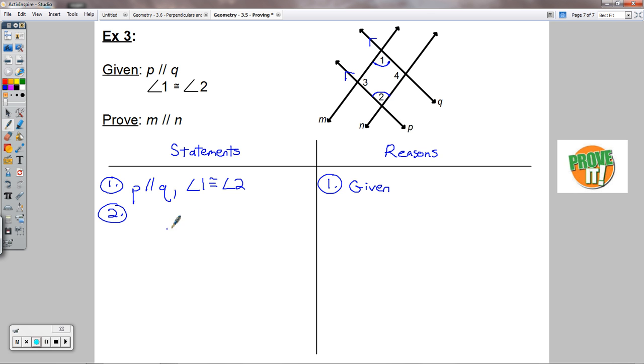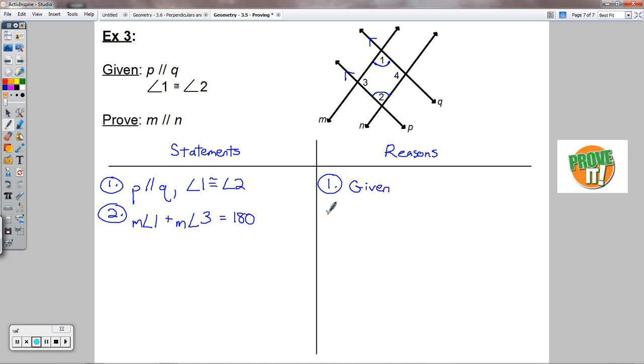Step 2. So based on that, I could set up an equation. I could say that because these two lines are parallel, I know that this one and this one would have to add up to 180 together. The measure of angle 1, in other words, plus the measure of angle 3 would have to equal 180.